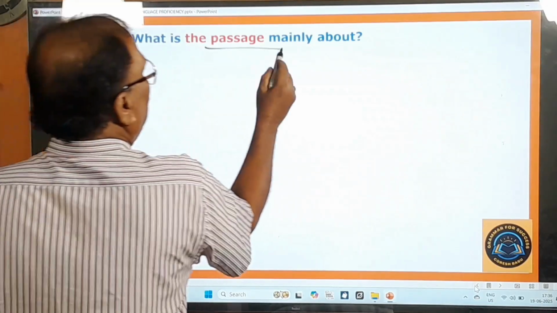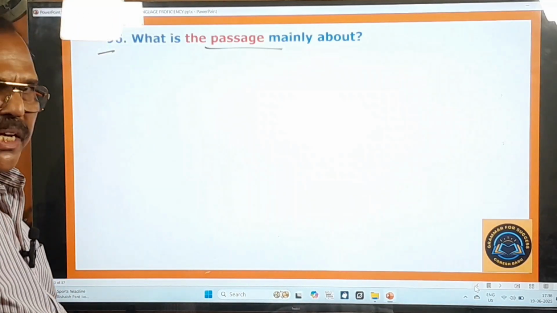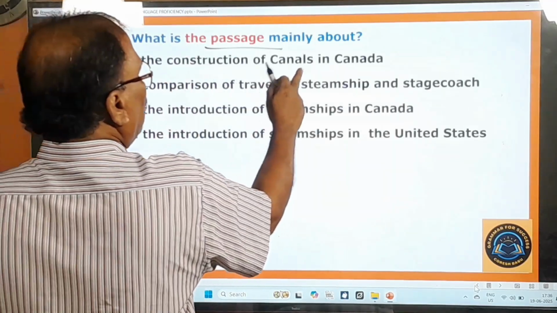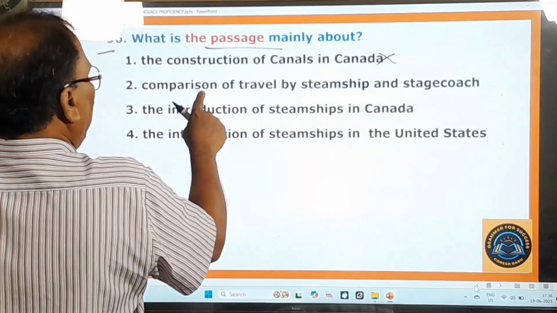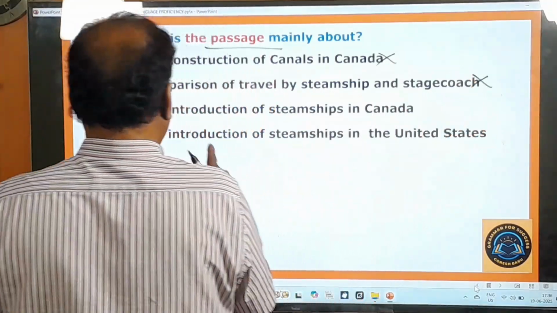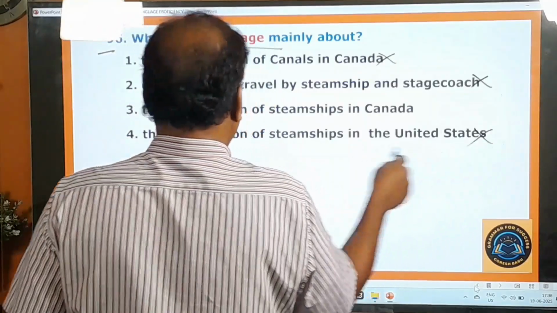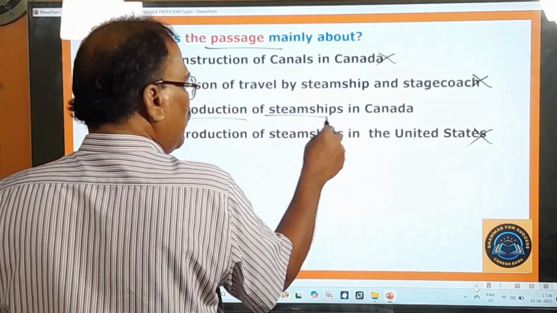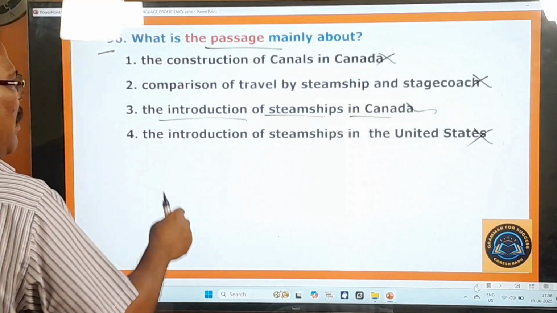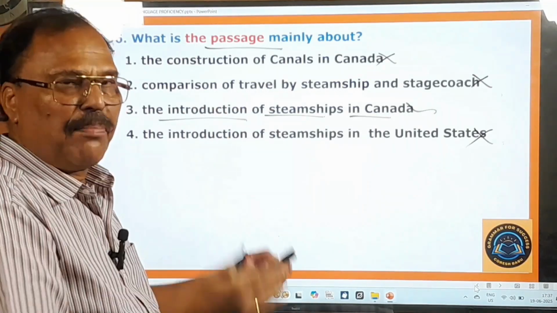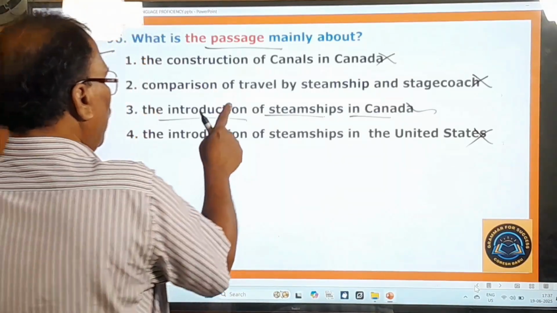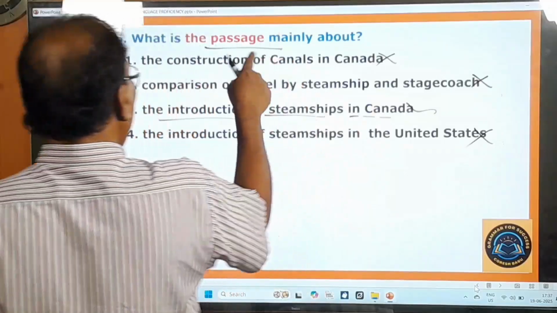96th question. What is the passage mainly about? Okay, here you pay attention. The construction of canals in Canada. No. The comparison of travel by steamships and stagecoaches. No. The introduction of steamships in the United States. No, but the introduction of steamships in Canada. That was done by John Molson. He invented the steamship that helped people travel on the sea very happily and comfortably. So that's why the introduction of steamships in Canada is what this passage is all about.